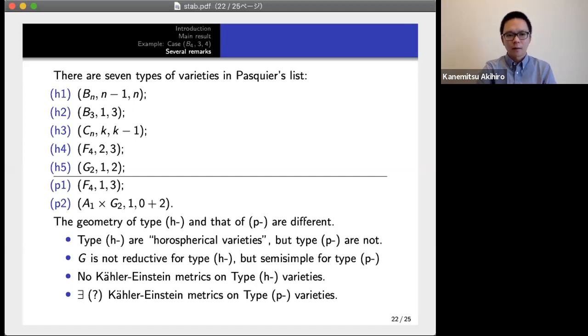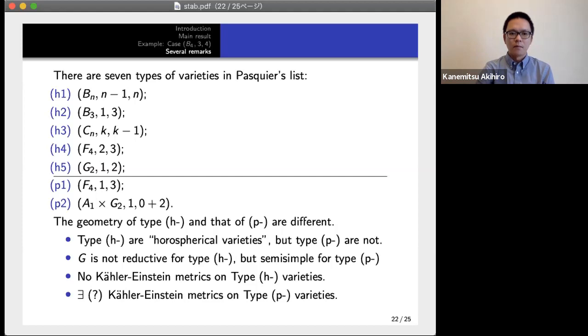But okay, let me explain why I put here this question mark. Actually, the calculation of the beta invariant is very, very complicated. And actually, I used a computer program to calculate it, and it is very complicated. And since it is so complicated, I needed to check the calculation carefully. So I put here a question mark at the moment, but they are almost certainly Kähler-Einstein.